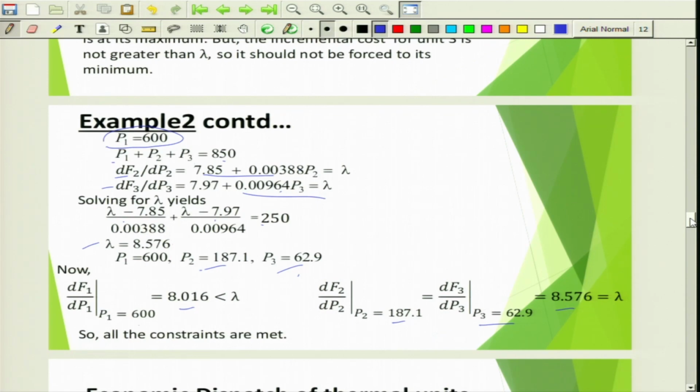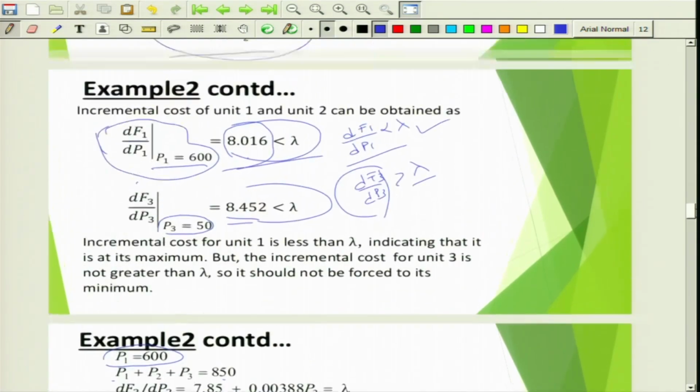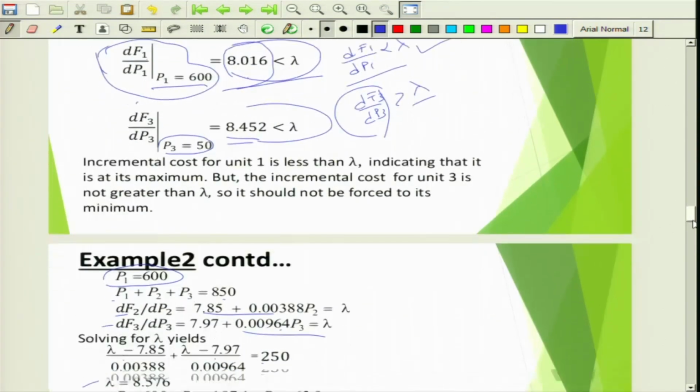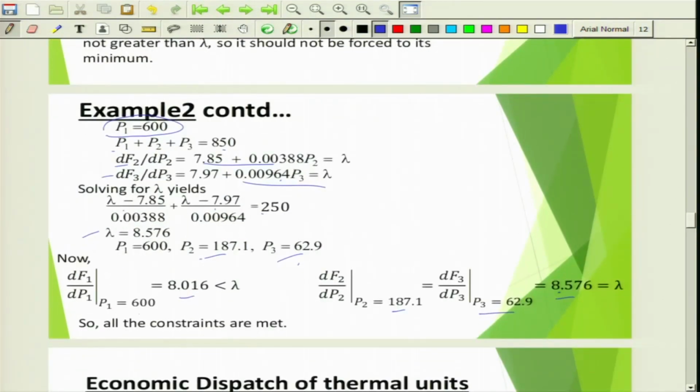Now if you cross check with the previous lambda, it was 8.626, and now you are getting lambda less than 8.626, which is 8.576. You got it? You will not get any value lesser than this, considering all the constraints.